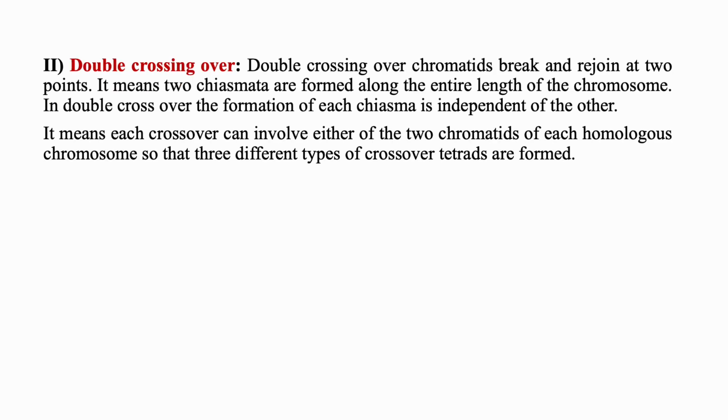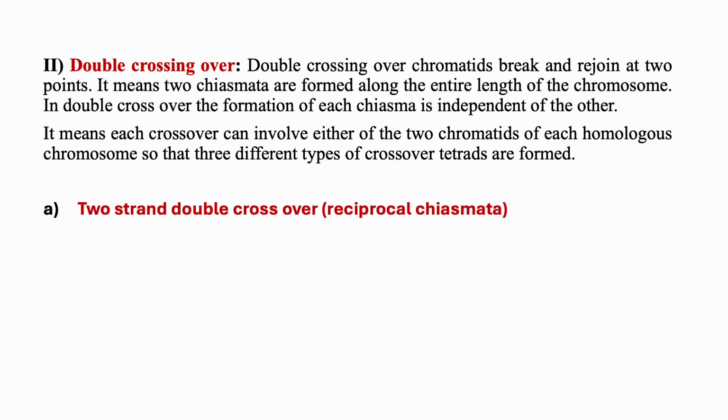Now coming to double crossing over. In double crossing over, chromatids break and rejoin at 2 points. It means two chiasmata are formed along the entire length of the chromosome. In double crossover, the formation of each chiasma is independent of the other. It means each crossover can involve either of the two chromatids of each homologous chromosome, so that three different types of crossover tetrads are formed.